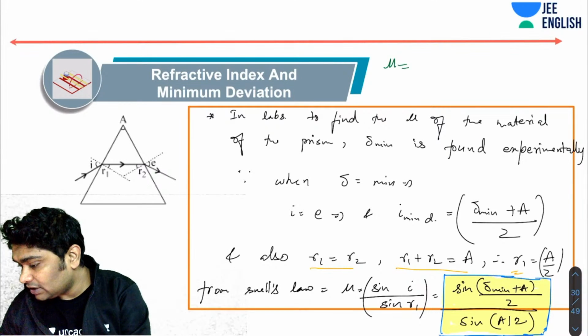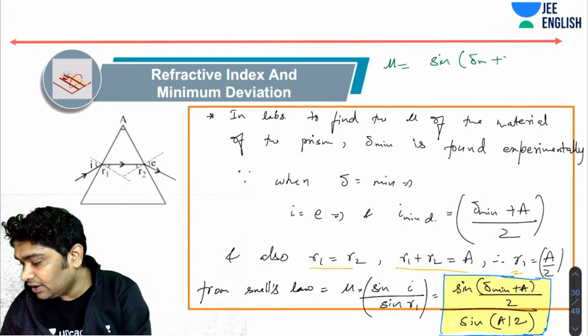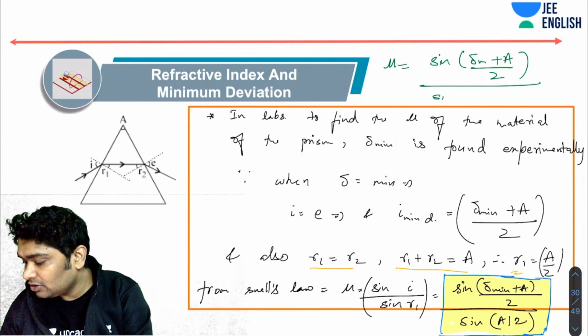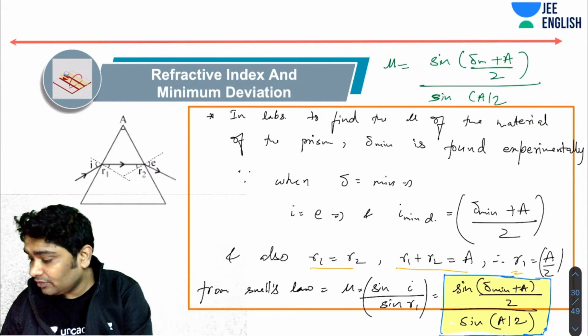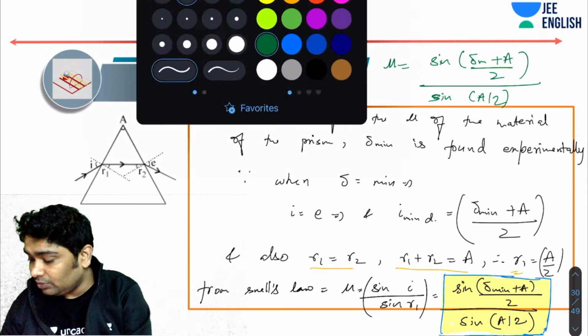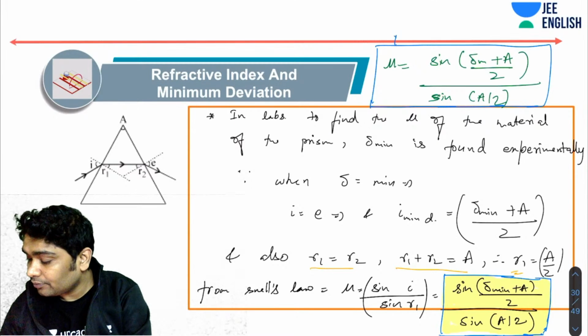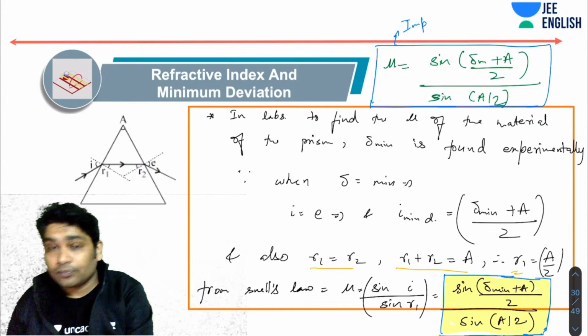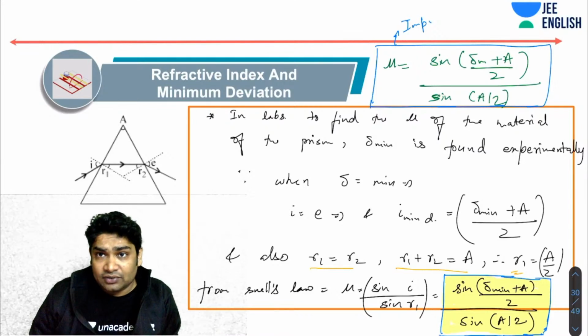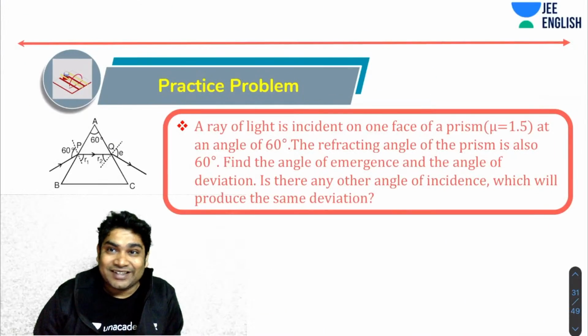Mu equals sine of (delta min plus A) by 2 over sine of A by 2. Very, very important formula. A lot of questions are asked from this formula, so must remember. All right, so let's move on and practice some questions then.